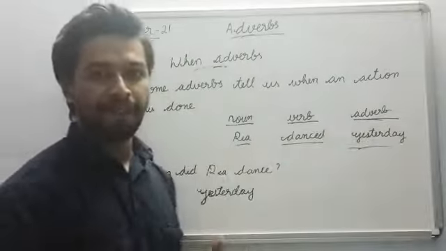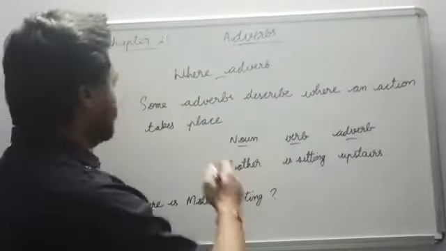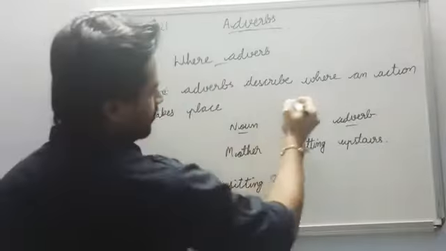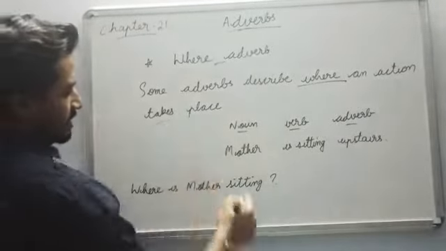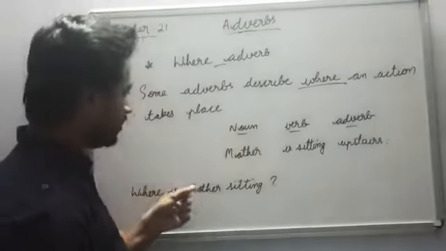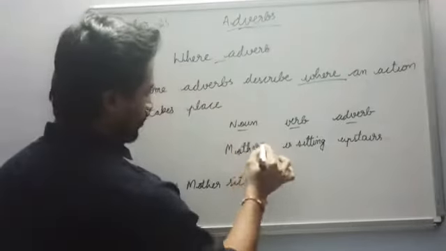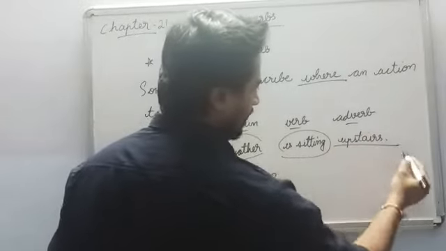And let's look at the last type of adverbs. The next type of adverbs are where adverbs. So let's look at the definition of them. Some adverbs describe where an action is taking place. So let's look at the example. Mother is sitting upstairs. Here we have a noun, mother, verb, is sitting, and an adverb, upstairs.